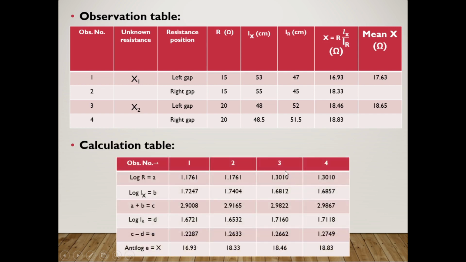So this is the calculation table. The first row is observation number 1, 2, 3, 4. The next row is log R equal to A. In this row you have to write the log of these values. The log of 15 is 1.1761. Find the log of 15 from the logarithmic table: see the log of 15 in the column of 0. You get the value 1.1761. Similarly, write for the second observation 1.1761.